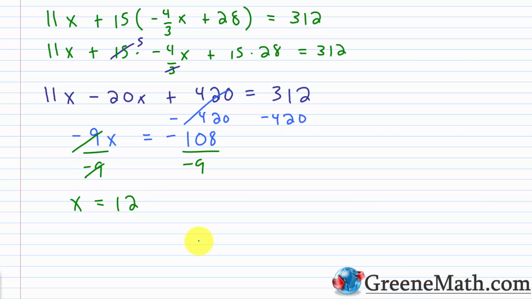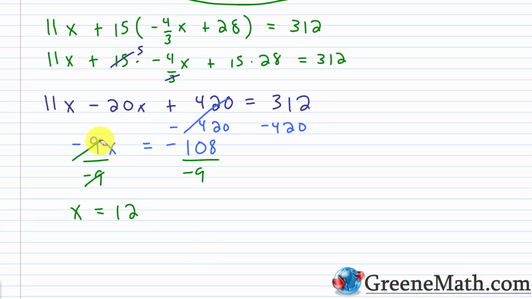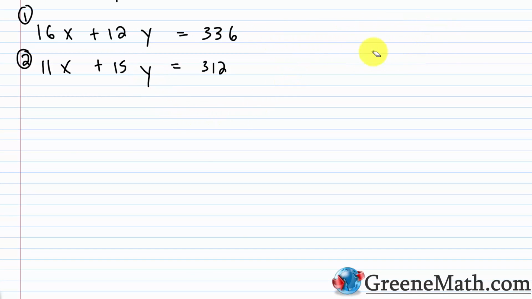All right, so now that I know x is equal to 12, let's erase everything. Let's go back up here. I can erase this. So x is equal to 12. So I can plug a 12 in for x either in equation 1 or 2, doesn't matter, and solve for the unknown y. Let's go ahead and plug in a 12 for x in equation 2.